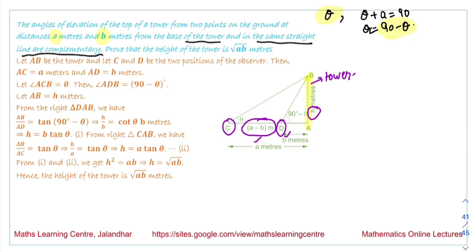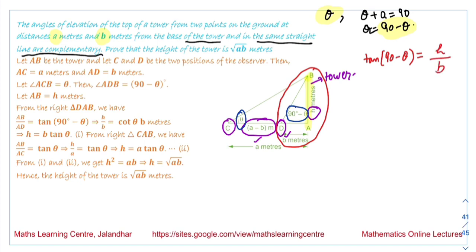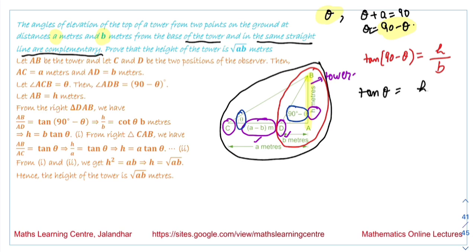We have to prove that the height of the tower is square root of ab. Now the angles that are given to us, they are theta and 90 minus theta degree. So if we consider this triangle ABD, we have tan of 90 minus theta, that is equal to h over b. When we are considering this larger triangle, we have tan theta is equal to h over a.